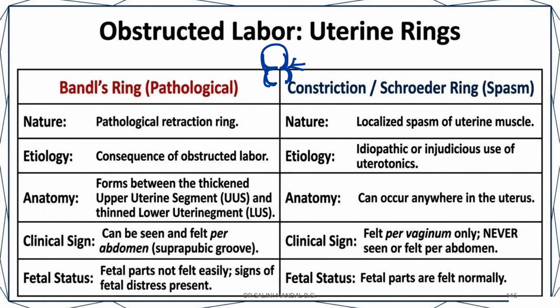A constriction will be found, which can be seen and felt per abdomen. Fetal parts are not easily felt, and signs of fetal distress will be present in case of Bandl's ring. Whereas in a constriction ring or Schroeder's ring, there is localized spasm of uterine muscle, probably because of use of uterotonics, and it can occur anywhere. We can feel it per vagina, but it is never seen or felt per abdomen, and fetal parts are felt normally.